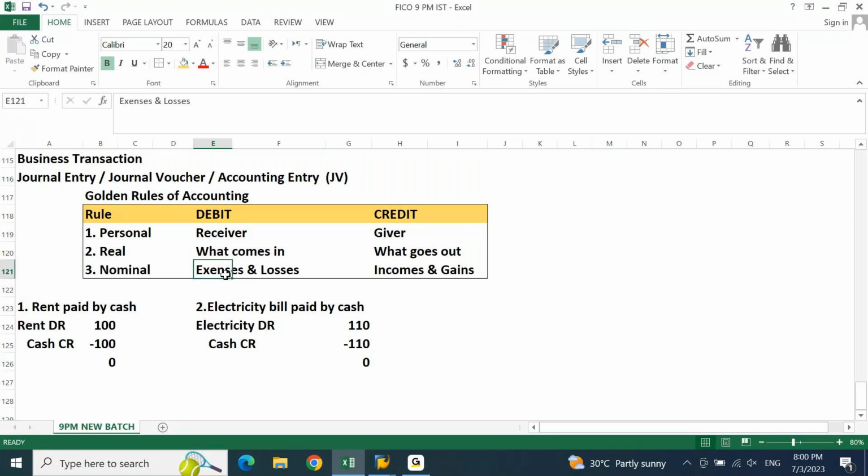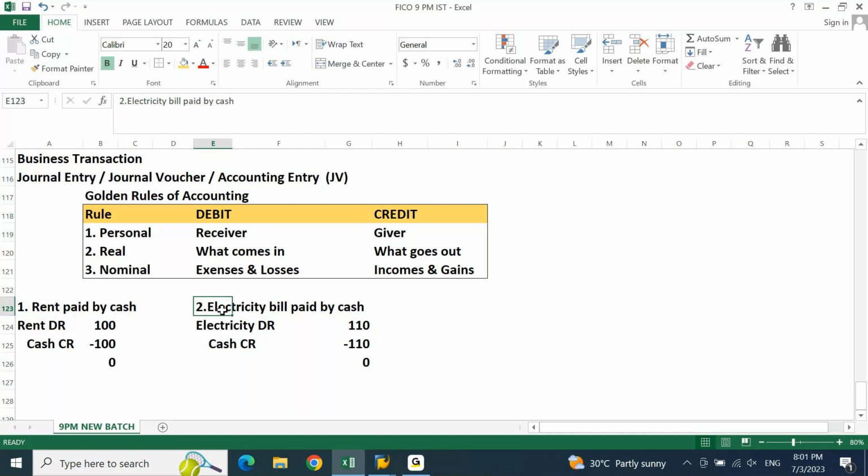Now, if I'm talking about electricity bill paid by cash, I have electricity bill, I have payment which is made through cash. Electricity bill is straight away an expense. So any expense will be debited. I will blindly debit electricity account. I paid the amount using cash. I am going to credit my cash account.